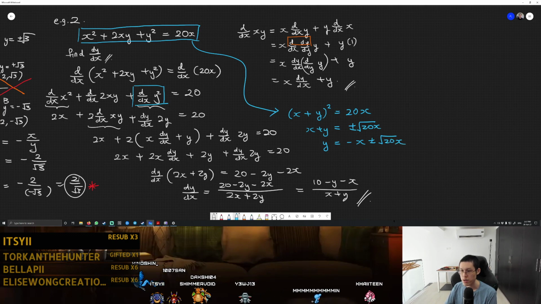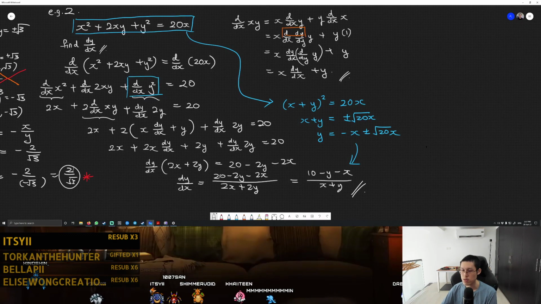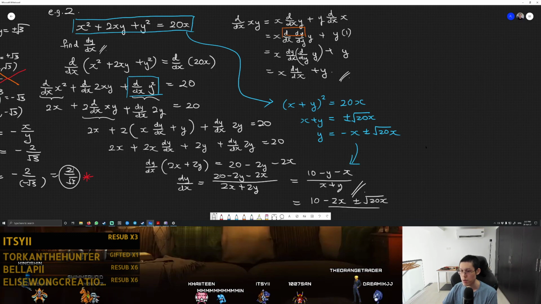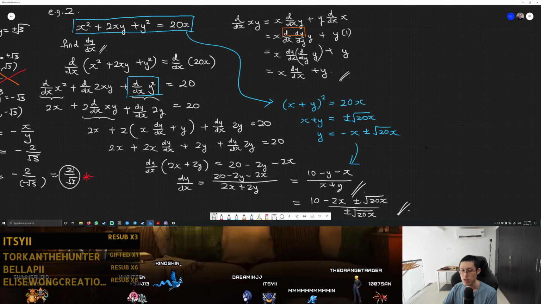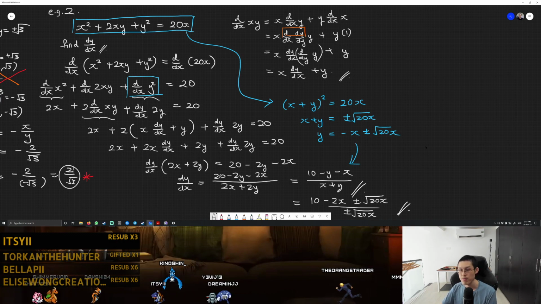So now that we have y in terms of x, we can chuck that in here. This is not going to be possible for some equations, but some equations you can do that. It kind of depends on the question, really. So you chuck that in here, you get 10 minus x, so minus 2x, plus or minus the square root of 20x divided by x minus x, so we get plus or minus the square root of 20x. And that is your gradient in terms of x only. There we go. Done.